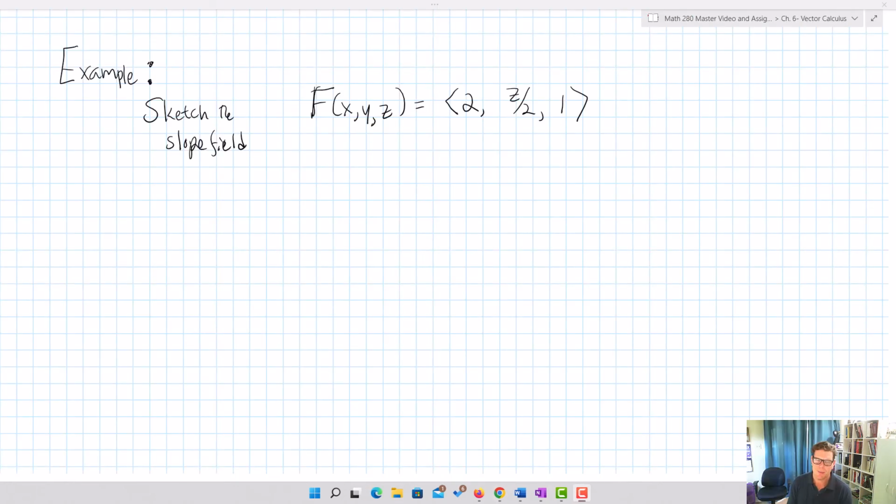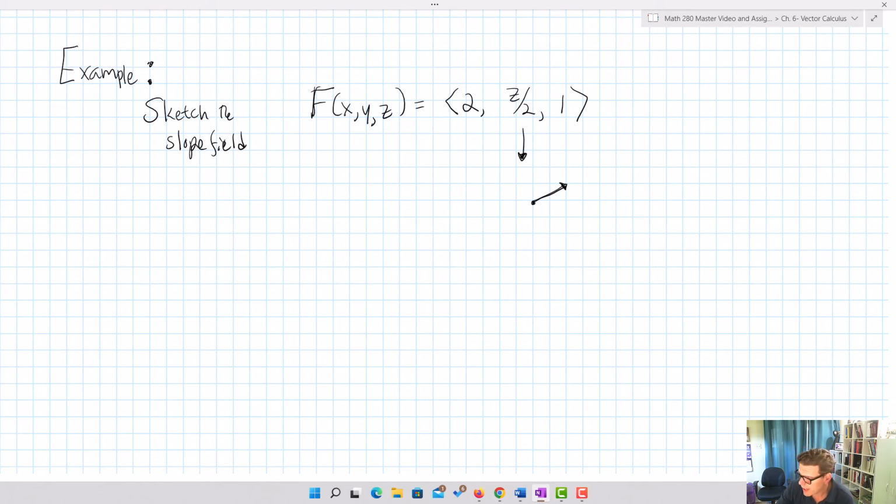Let's take a look at another example. Let's suppose that we want to sketch the slope field f of x, y, z equals (2, z over 2, 1). If we hold our y values constant, whatever the y value happens to be, then if we're looking at the xz plane, we should end up with vectors that are all 2, 1. They should look like that, 2, 1, wherever they are inside of that plane.